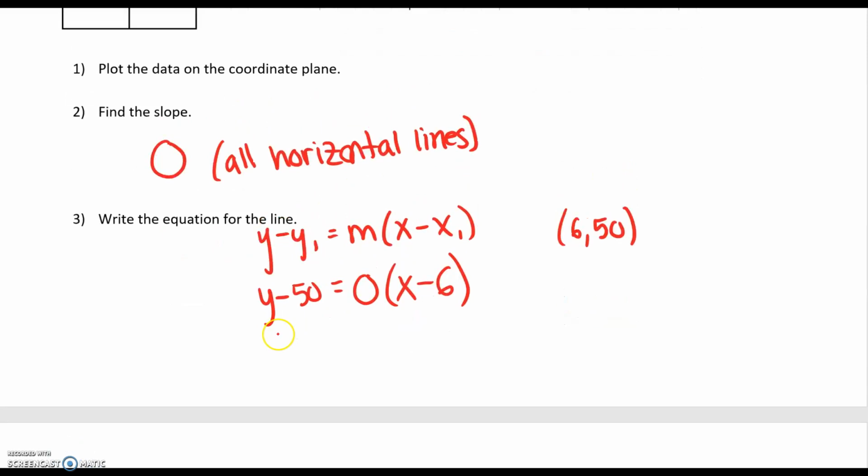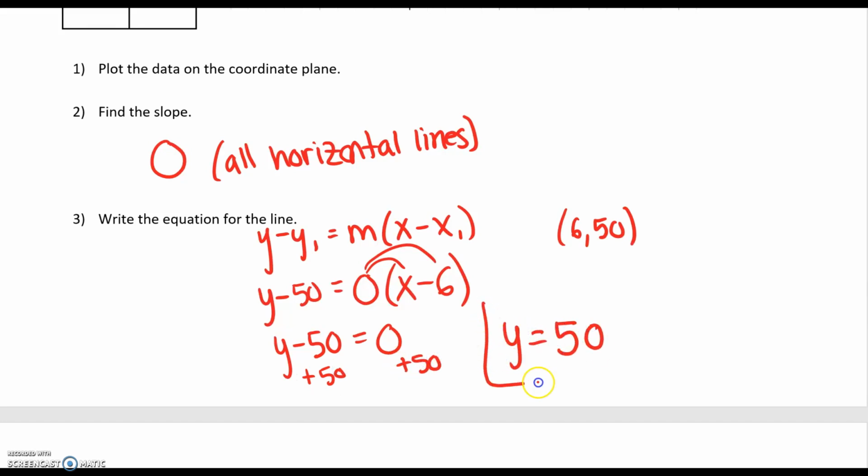If I simplify that, y minus 50, I'm just going to leave for a second. And I have 0 times x is 0x. 0 times 6 is 0. So 0 times anything is just 0, because this would all make it 0 if you distribute it. If you want to solve for y to get it in slope-intercept form, you have to add 50 to both sides, and you get y equals 50.